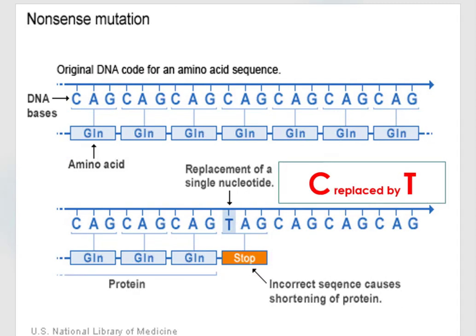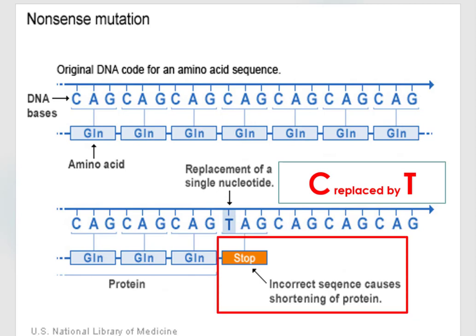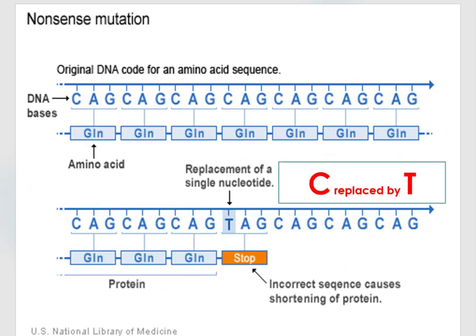Nonsense substitution mutation is the third form of substitution mutation in which replacement or substitution of a base or single nucleotide results in the stop code that causes shortening of protein or causes immature protein formation. As we see from the diagram, when C is replaced by T, the code CAG is changed to the code TAG, which is stop code, and terminates protein synthesis, and therefore this produces immature protein or short protein.